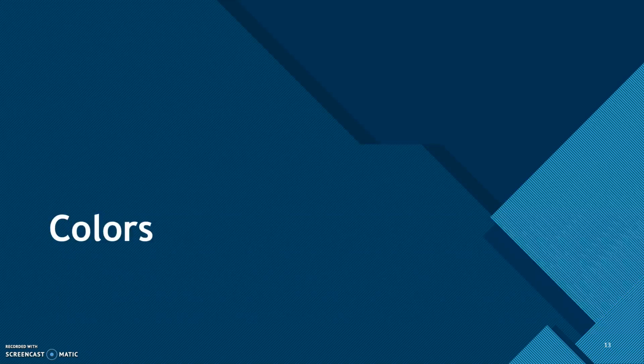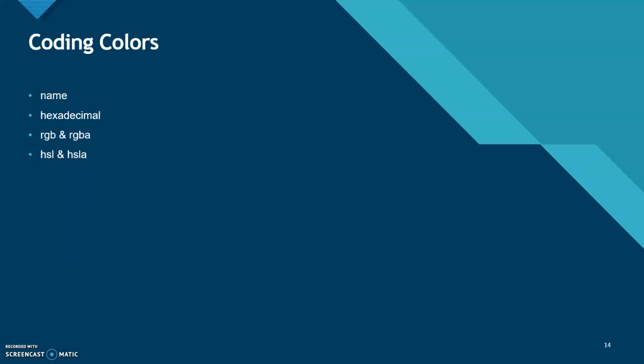Colors. Colors are a lot of fun. They can kind of get a little complicated though. When you're coding for colors, there are 6 different ways that you can code for those colors. You can use their name, which isn't optimal because there aren't very many. It's very limited in the number of colors that you can use. There is hexadecimal, which is a 6-digit code that will tell the computer what color. RGB and RGBA, and then HSL and HSLA, which I'll talk about in just a second.